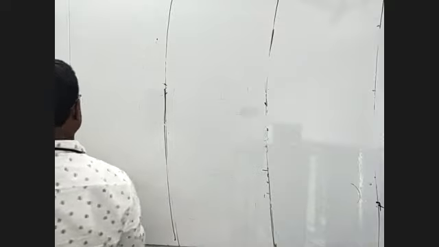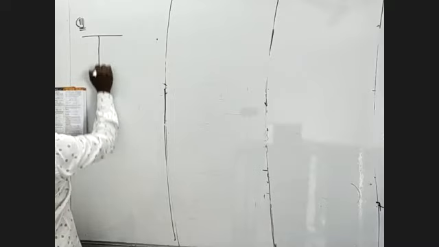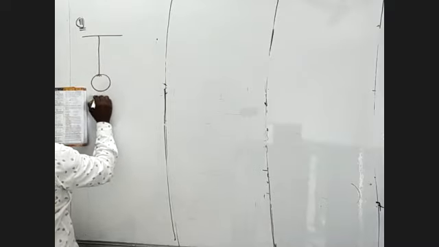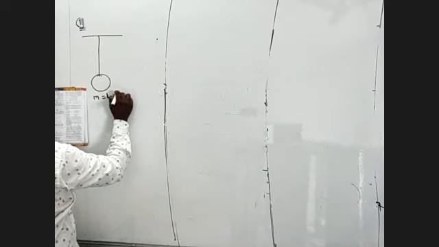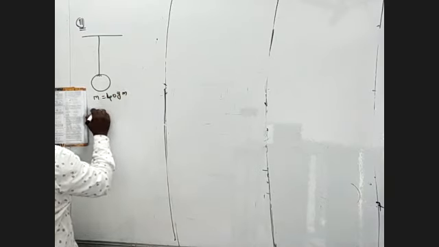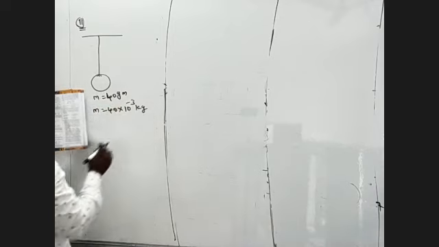Question number 11. This is more as I explained clearly. This is a simple pendulum bob. Mass is m equal to 40 grams. This is converted to kg: 40 into 10 power of minus 3. This is the way we write it in kg.